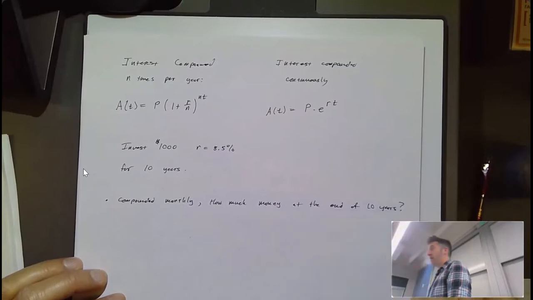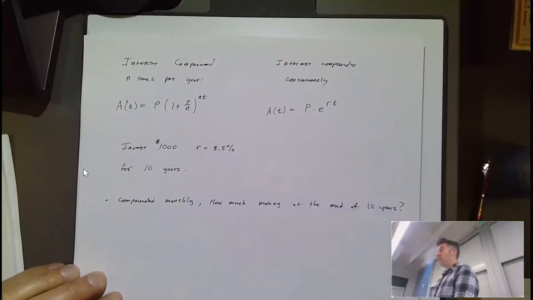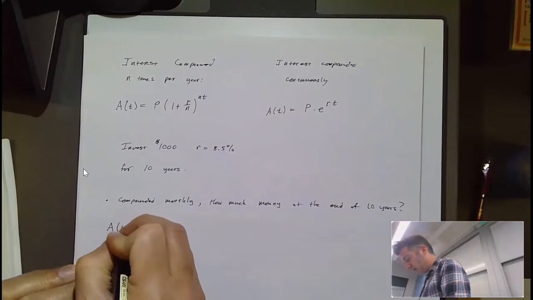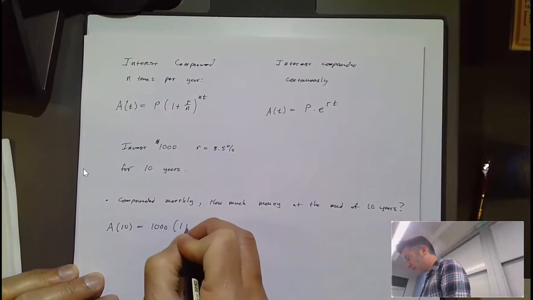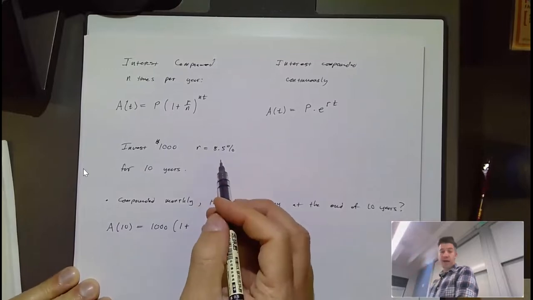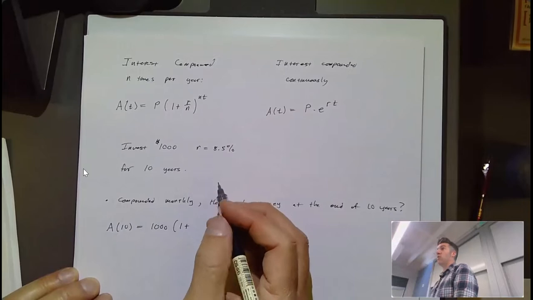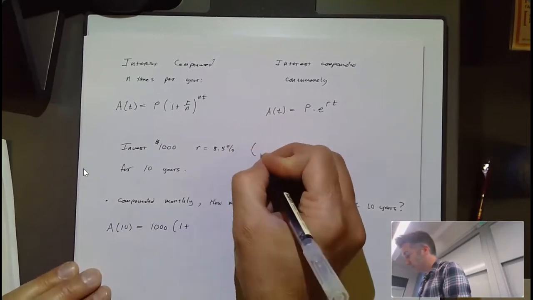Well, I would throw all that into my formula, but it's really just putting numbers in a formula. So I'd say, okay, the amount of money after 10 years is going to be my $1,000 times 1 plus, we have to be careful here. It's not 8.5, it's 0.085 because we have to write this as a decimal.